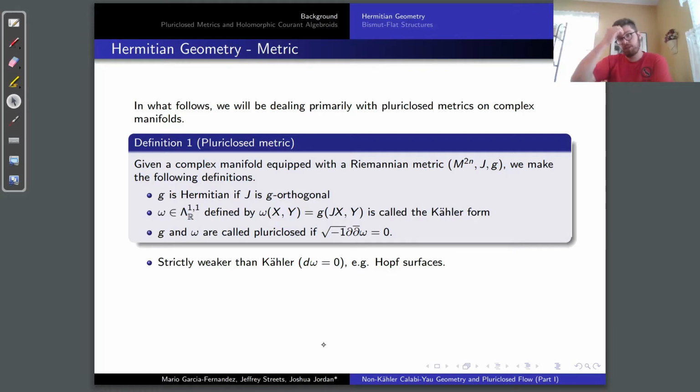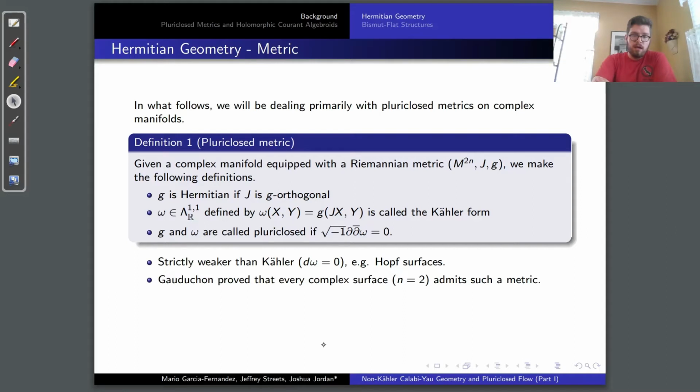If you haven't seen much complex geometry, the Kähler condition is this particular integrability condition, d omega equals 0. The pluriclosed condition is strictly weaker. There are examples like Hopf surfaces, which we'll talk more about, that are not symplectic, so they can't be Kähler. Here d omega is not 0.